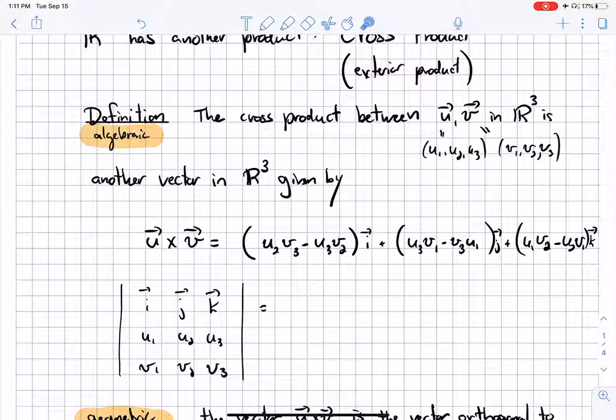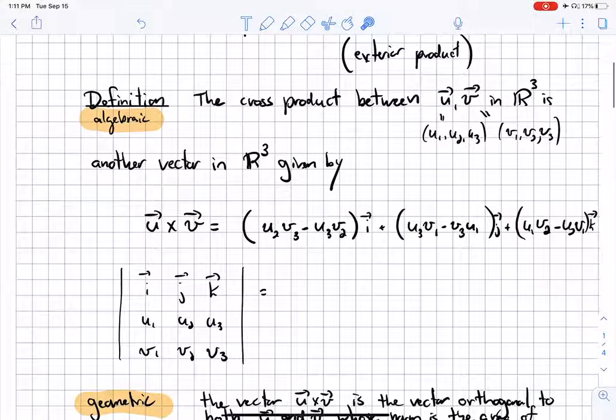So I have the coordinates in x, y, and z, the direction of i, j, k, if you wish. And the x coordinate is u2 v3 minus u3 v2. Okay. Then the coordinate in y is u3 v1 minus v3 u1. And in k, it's u1 v2 minus u2 v1. Okay, that seems a bit strange. So how do you get this by computation? You do it the same way as you do a determinant of a 3 by 3 matrix. Okay, so this is just a trick to compute it.